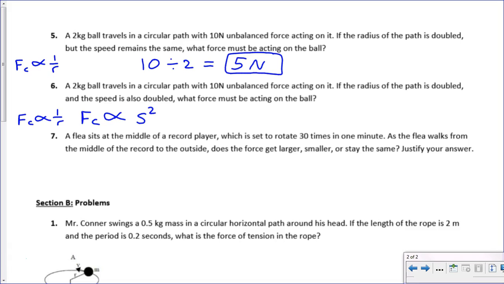All right, so what we've got here is we've got 10 newtons. And then we're dividing it by 2 because of the radius. And then we have to quadruple it, or multiply it by 4, because of the change in speed. And what you end up with there then is 20 newtons.